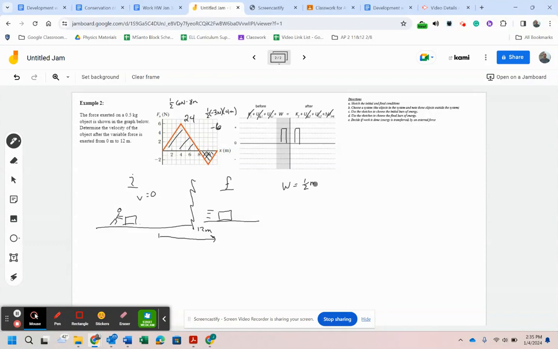That will equal 1/2 mv squared. So 18 joules is 1/2 times 0.5 times v squared, which gives 72 for v squared. Take the square root. You will end up getting 8.48 meters per second as your final speed.